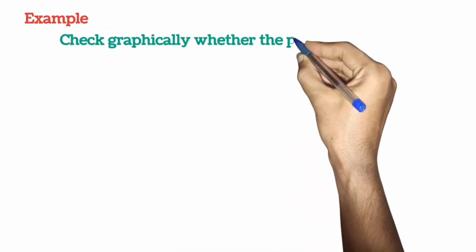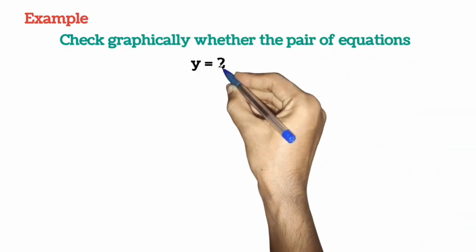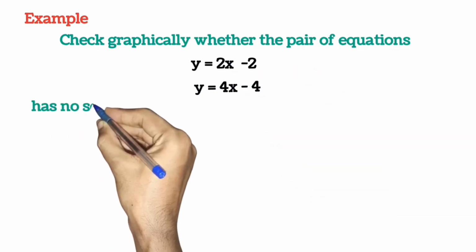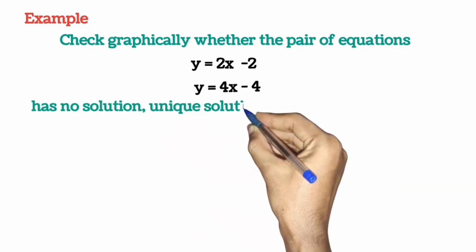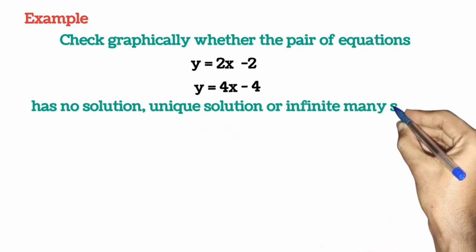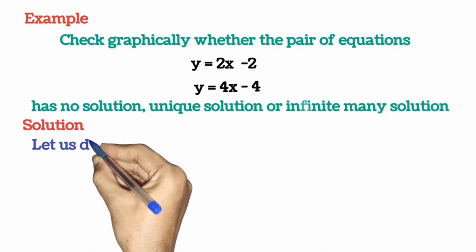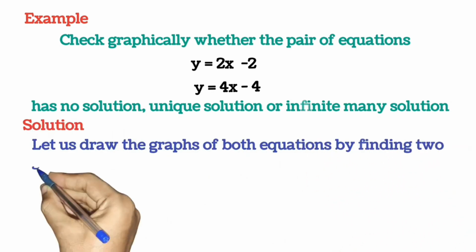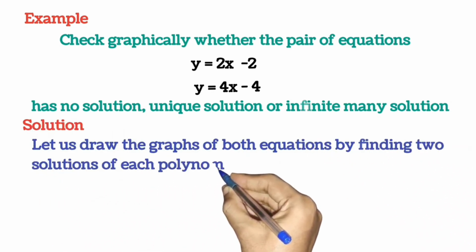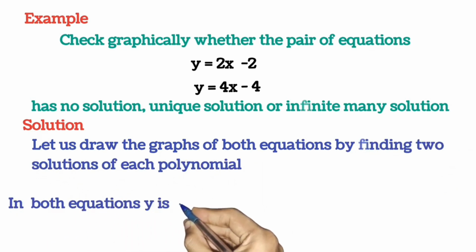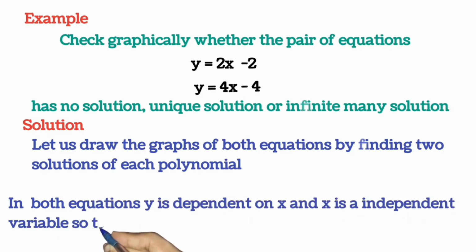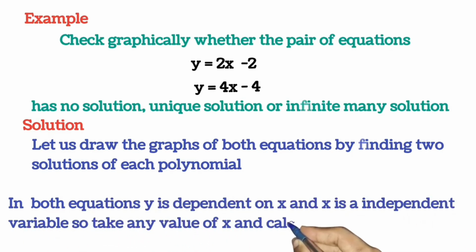Now look at another example. Check graphically whether the pair of equations y equal to 2x minus 2 and y equal to 4x minus 4 has no solution, a unique solution or infinitely many solutions. For the solution, let us draw the graphs of both equations by finding two solutions of each equation. In both equations, y is dependent on x and x is the independent variable. So take any value of x and calculate y.